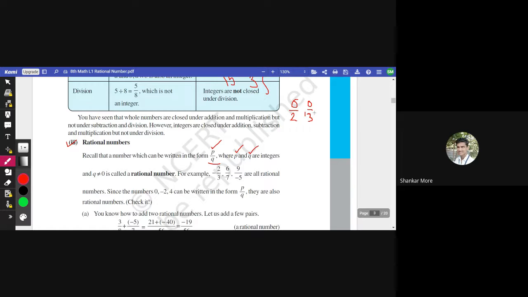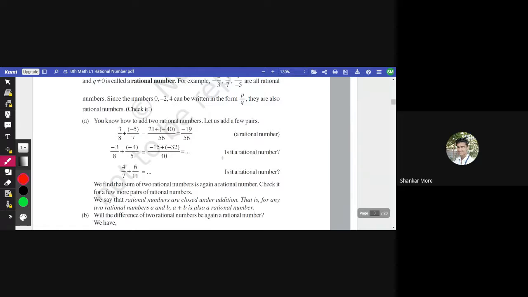We wrote it in the form p by q, and p and q should be integers. Now 0 is an integer. Rational numbers include integers and natural numbers. Yeah, absolutely. Rational numbers include integers, natural numbers, and whole numbers also, right? So I think we are good to go ahead. Do you have any doubts? Any doubts, students? No. Okay, let's move further.